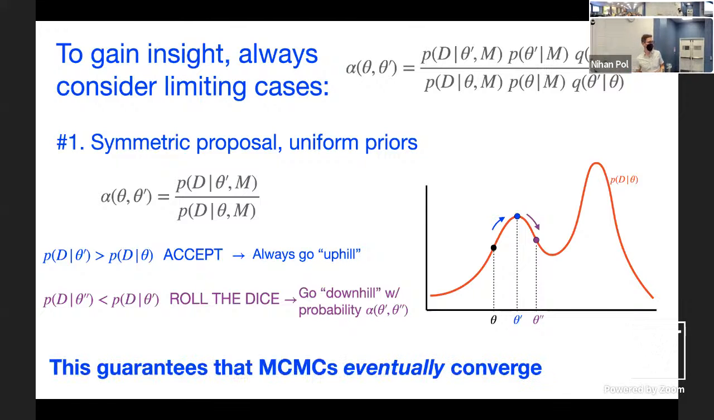And this is super important because this is the whole detailed balance thing really in action. And this is what guarantees that an MCMC will eventually converge. That convergence might require the age of the universe to actually occur, but it's going to happen. Mathematically, it will always converge because it has this probability of walking downhill.